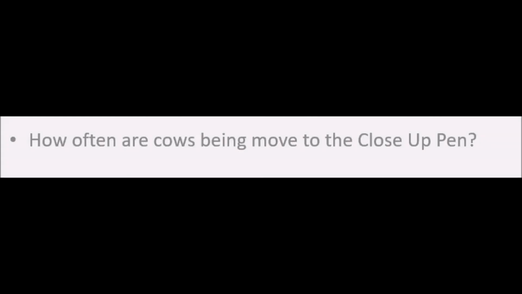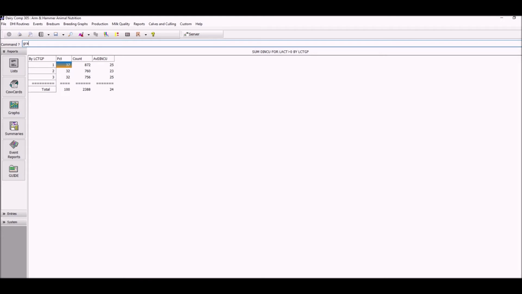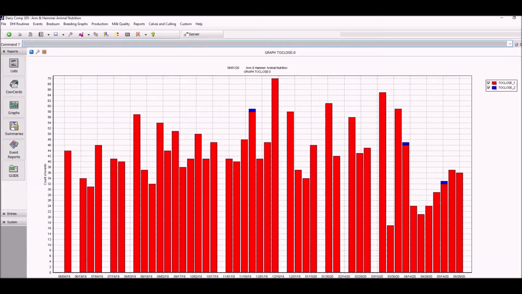The next question that we're going to try to answer is how often are cows being moved to the close-up pen? To answer that question, we're going to use a graph that will help us to visualize how often we are moving those animals to the close-up pen. So we can run the GRAPH command, and in this case we're going to use "to close," which is the event. If I hit enter, I can see there is a policy where we move animals on a weekly basis to the close-up pen. That's one answer that I get.